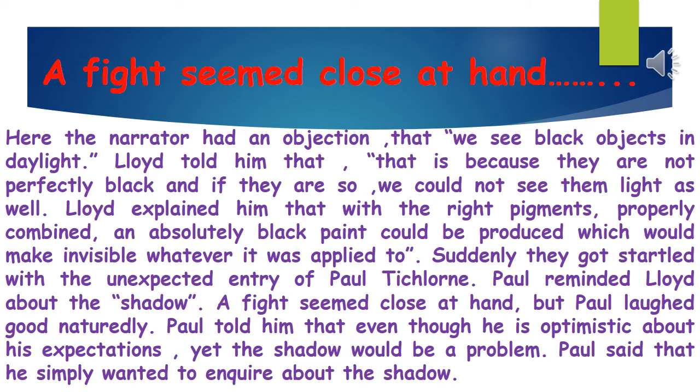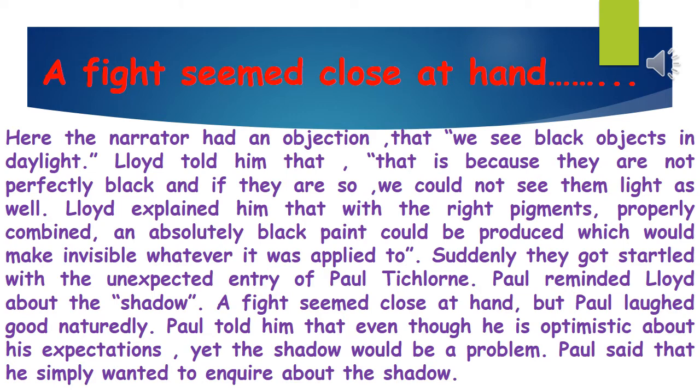The narrator had an objection about Lloyd's points, and he raised the objection that we see black objects in daylight. Lloyd explained that the reason is that they are not perfectly black, and if they are perfectly black, we could not see them in light also. Lloyd also told him that with the right pigments properly mixed, an absolutely black paint could be produced, which would make invisible whatever it was applied to.